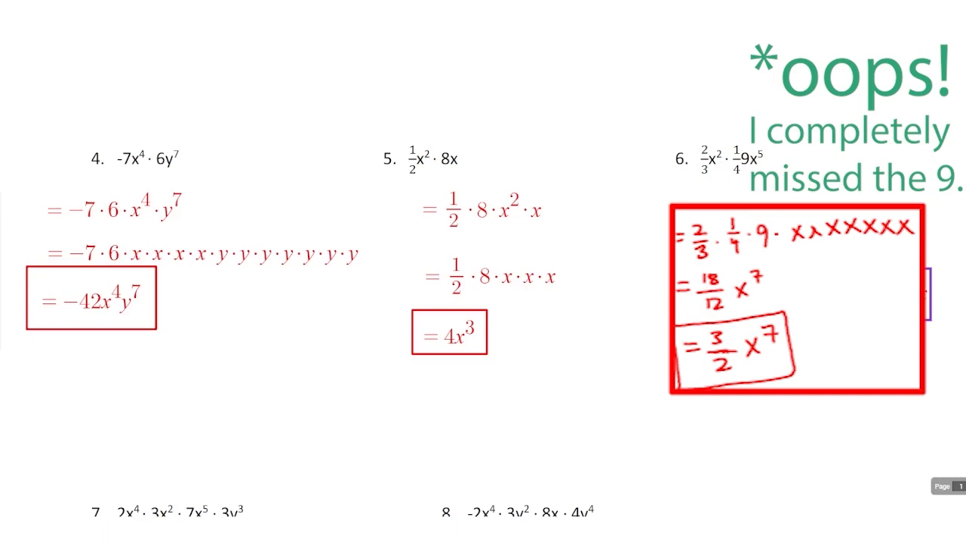I mentioned this earlier, but hopefully you're starting to notice the pattern here. You really just want to multiply the coefficients out and then add the exponents. That's going to be the shorthand way of getting your answer here.